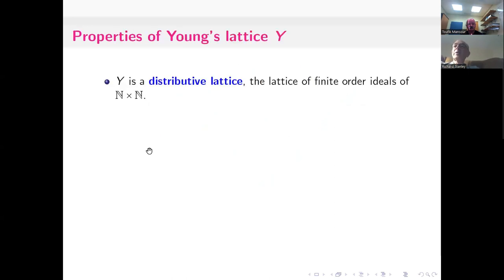And some of the properties of Young's lattice: well, it's a distributive lattice. It's the lattice of finite order ideals of the Pascal lattice N cross N. We can look at the numbers f lambda at rank n, the sum over all partitions of n of f lambda to the r. For r equals 0, we get the number of partitions of n. For r equals 2, we just get n factorial.